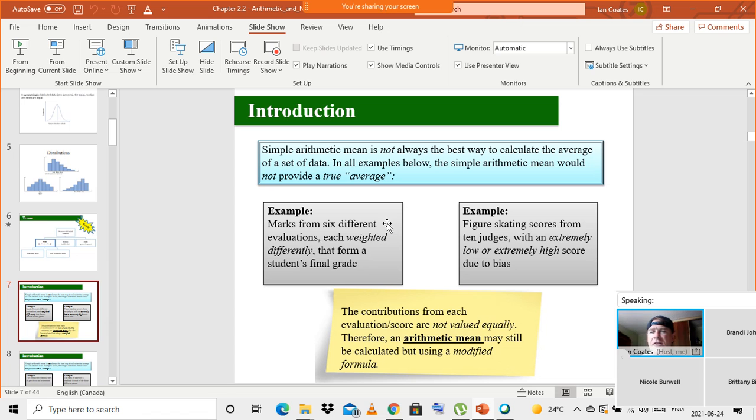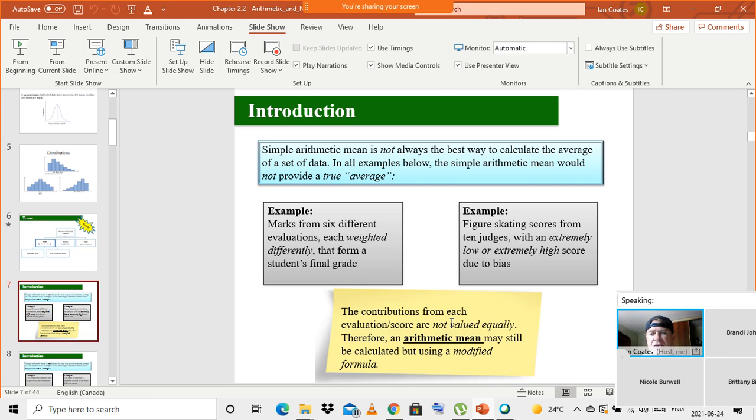This one right here, figure skating scores from 10 judges with an extremely low or extremely high score. So let's say this person got a 9.8, a 9.7, a 9.6, a 9.3, and a 9.9, and then another judge gave them a 6.5. Well, that 6.5, okay, you can add them all up and divide by the number, but that 6.5 is going to drag all those other higher numbers down. So is that a true representation of what we're looking for? We will show you. Okay.